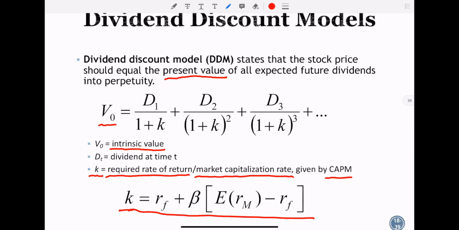Basically, the RF here is the risk-free rate, right? This guy is the risk-free rate. Beta, well, it's just the beta. Now, ERM is the expected return of the market, right? And again, RF is the risk-free rate.